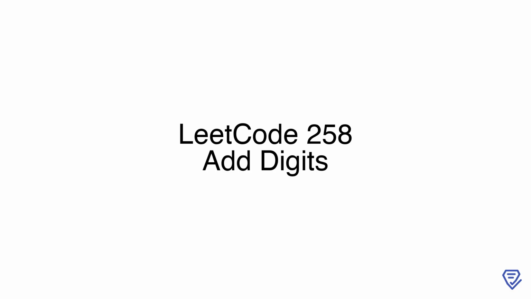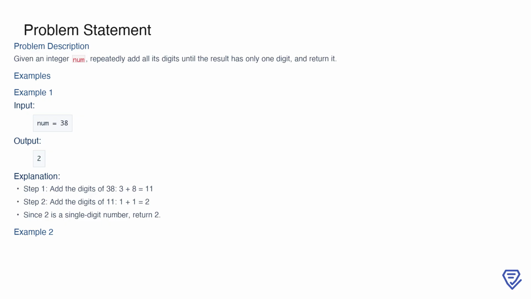Let's dive in. In this problem, we are tasked with repeatedly adding the digits of a given integer until we arrive at a single-digit number, which we then return as the result. Let's look at an example to clarify this. If the input number is 38, we begin by adding its digits. 3 plus 8 gives us 11. Since 11 is not a single-digit number, we repeat the process by adding its digits. 1 plus 1 gives us 2. Now that we've reached a single-digit number, our solution for this input is 2.